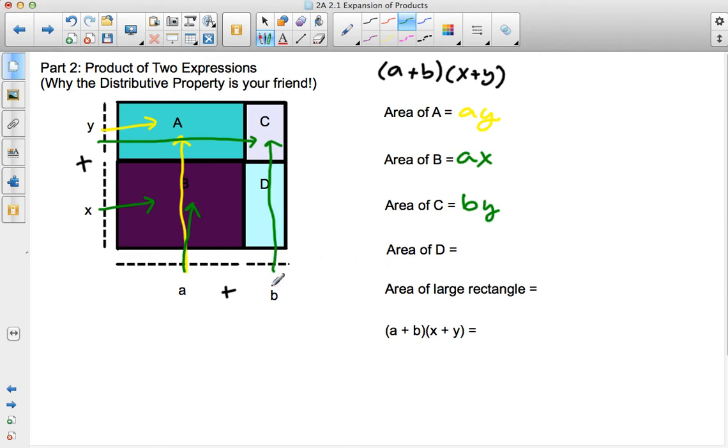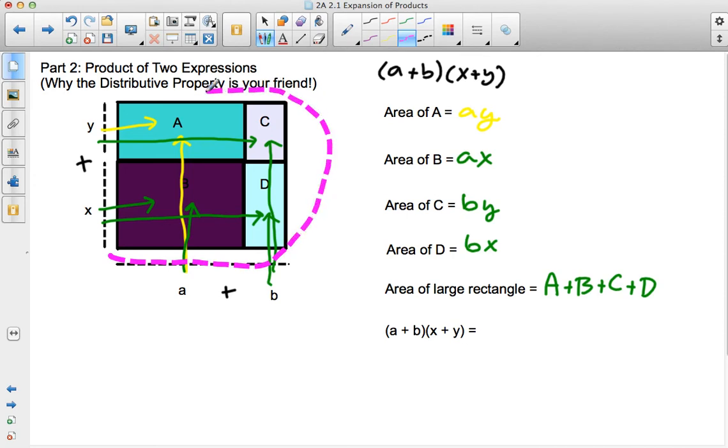And then the area of D is going to be b times x, so that's bx. So the area of the large rectangle is going to be the area of capital A plus capital B plus capital C plus capital D, because now we're looking at the entire rectangle, which means (a plus b) times (x plus y) is going to be ay plus ax plus by plus bx.